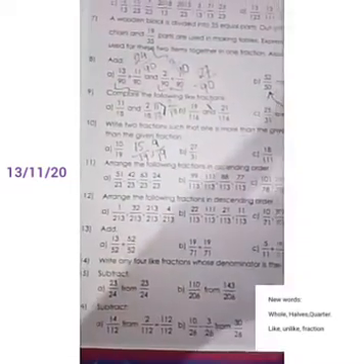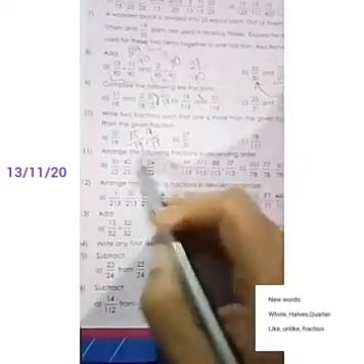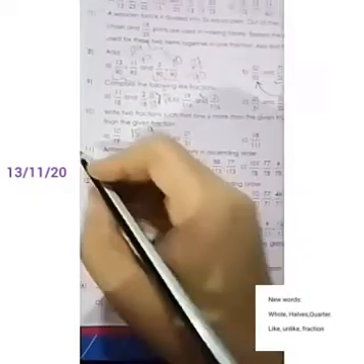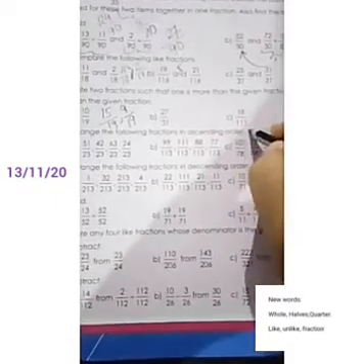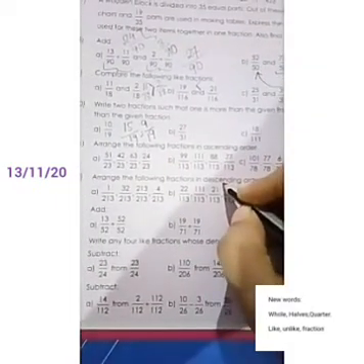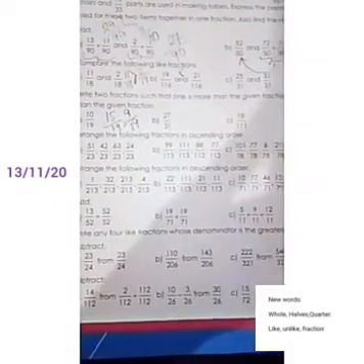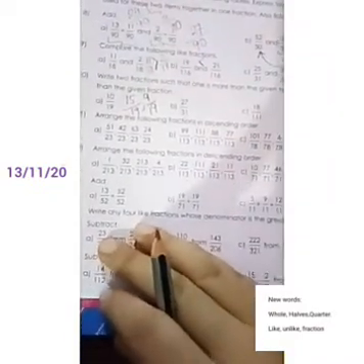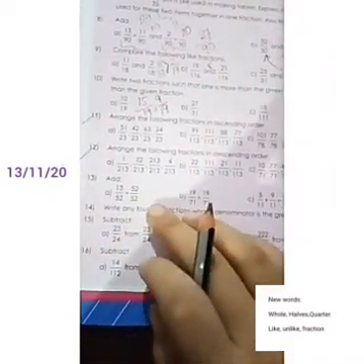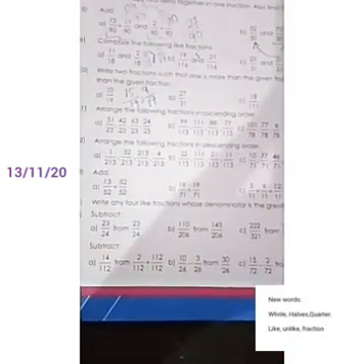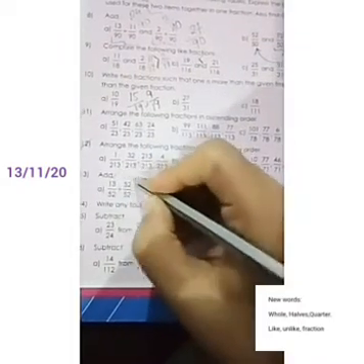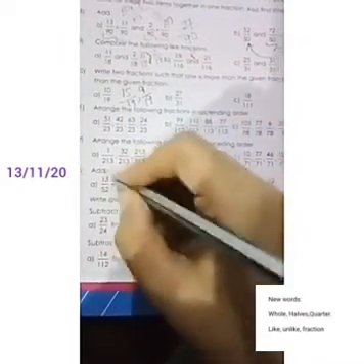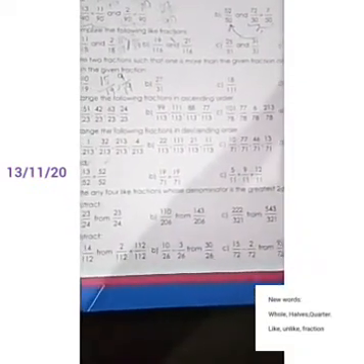Question number 11: arrange the following fractions in ascending order. I'm not going to do this. 11 and 12 you have to do by yourself. Ascending means smaller to bigger, descending means bigger to smaller. Everything is like fractions here, so just compare the numerators and write in that order. Question number 13 is also the same. You just have to add. Nothing is given as mixed fractions here, so you just add it. Now let us go to question number 14.